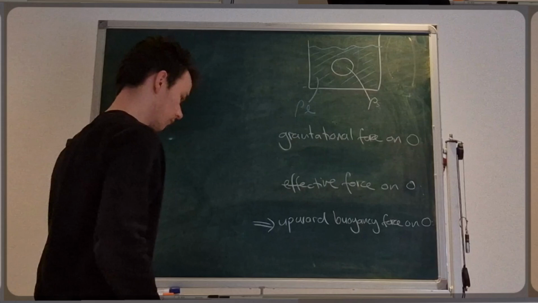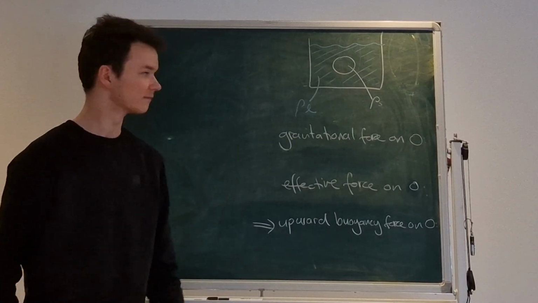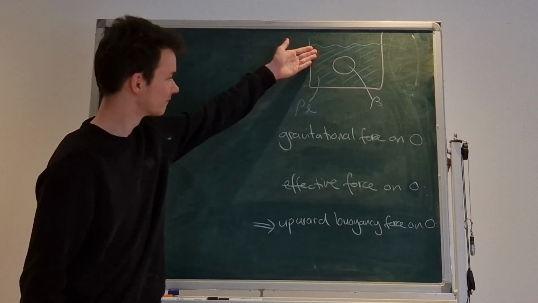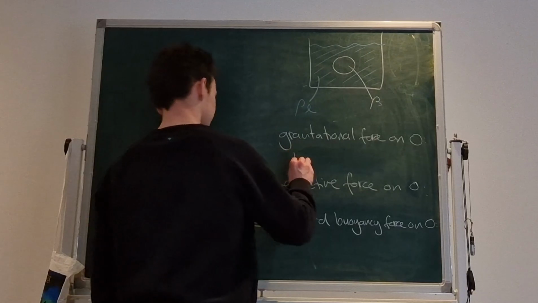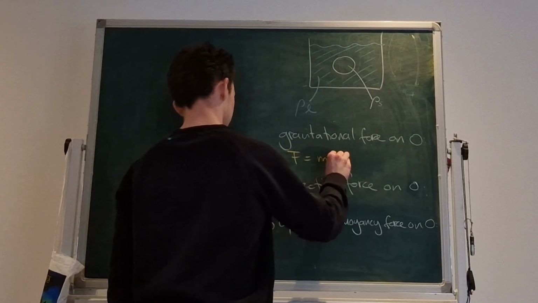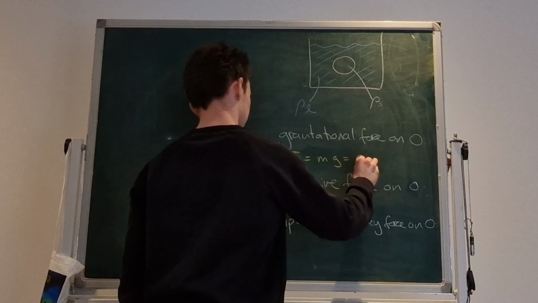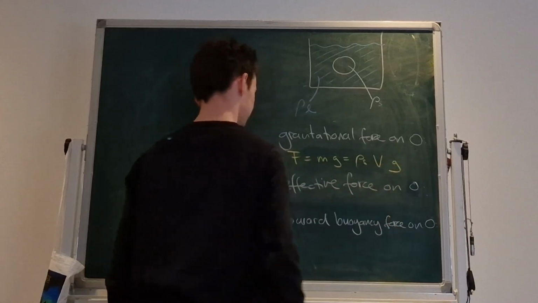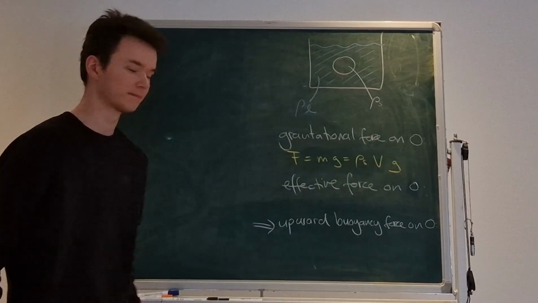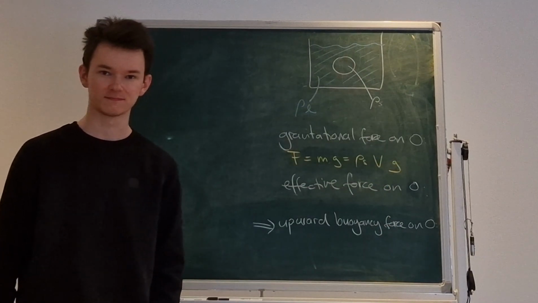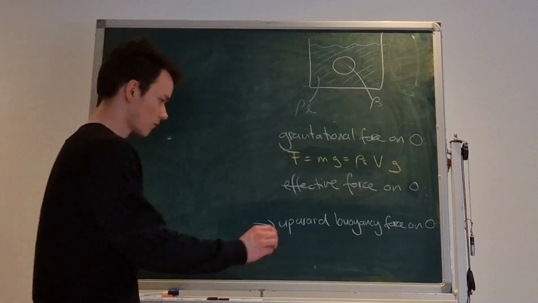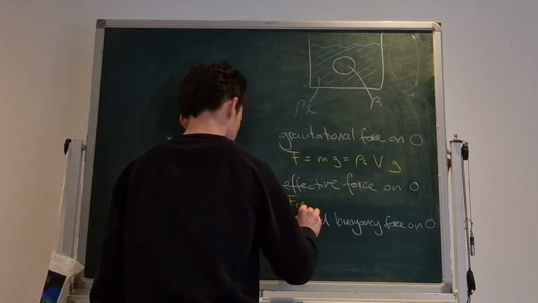To understand this mathematically, let's imagine we have a solid in a liquid with densities ρS and ρL, solid and liquid. The gravitational force now acting on the solid is mass times gravity constant, so density times volume times gravity constant. We now know that the effective force on the solid depends on the difference of density, so if there's no difference in densities, there will be no upward or downward force.